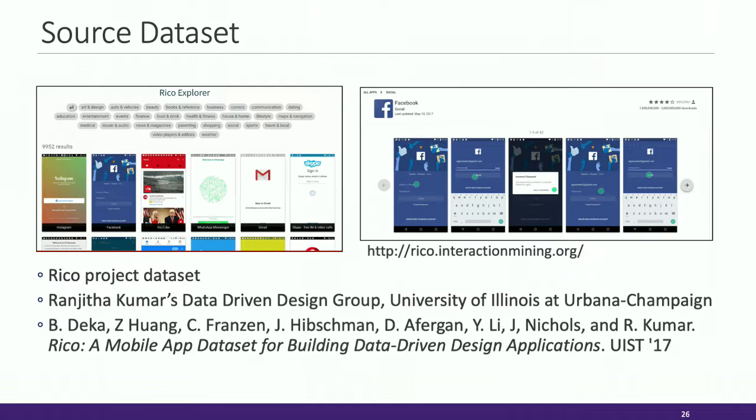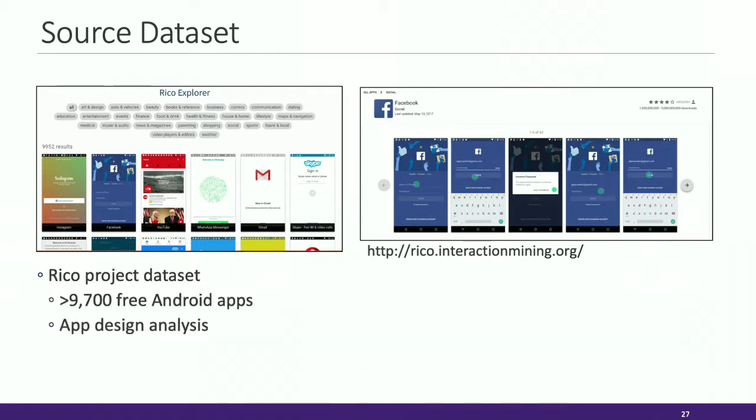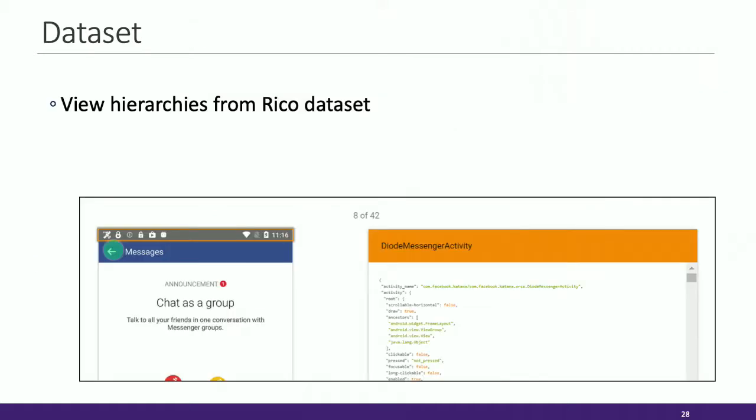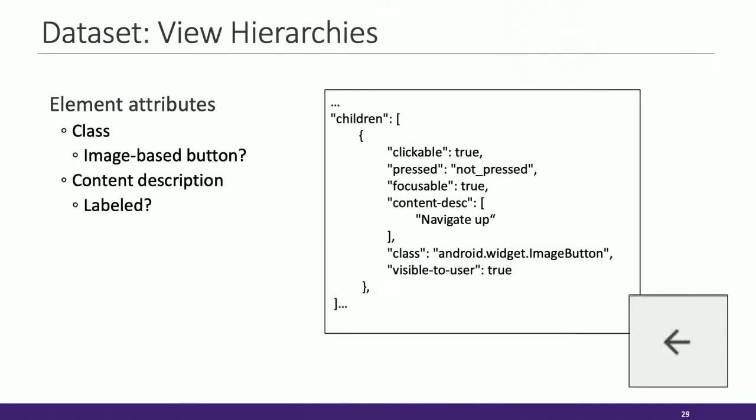The data set we used was from the RICO project that came out of Ranjitha Kumar's group and was published by Deka et al. last year at UIST. And they had collected about 10,000 free Android apps, primarily for design analysis. And from that data set, we pulled out the view hierarchies, which are essentially the DOM of Android app screens, and are just a list of the elements on that screen as well as their attributes, such as class, which is how we determined if they were an image-based button, and content description, which again is how we were looking at if they were labeled.